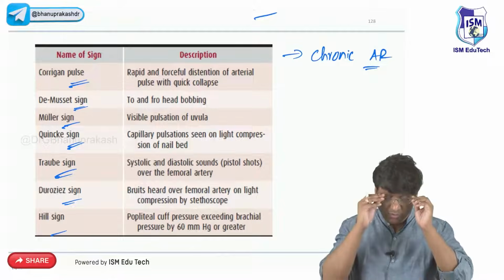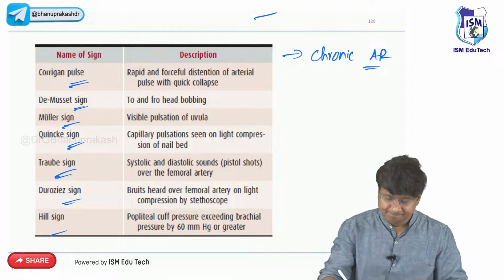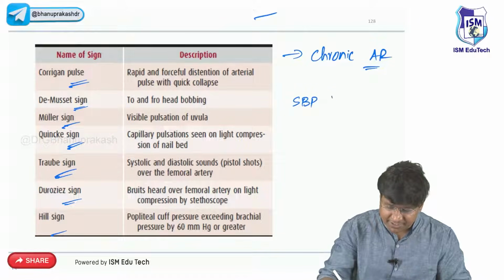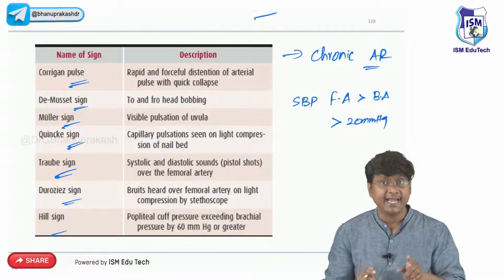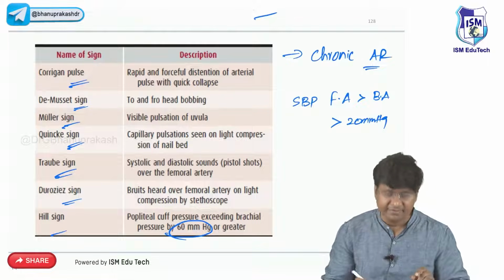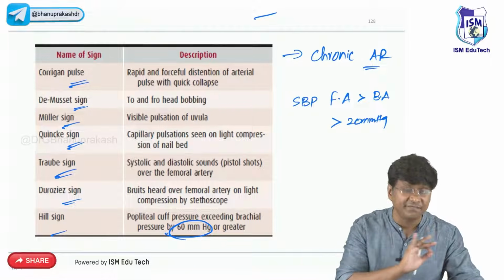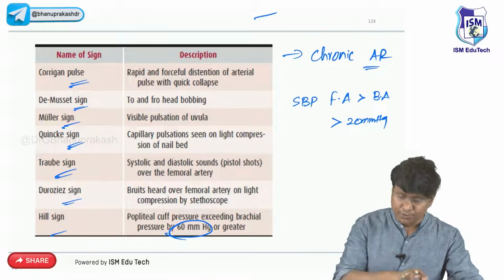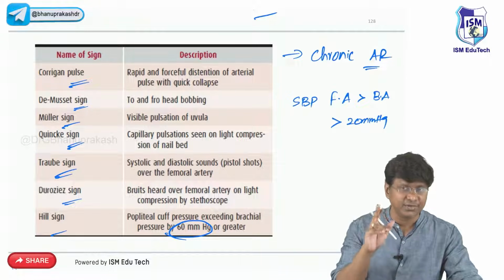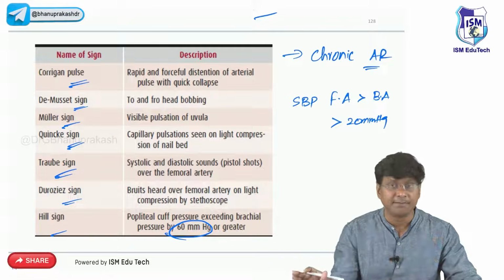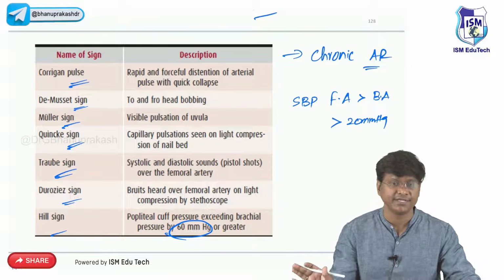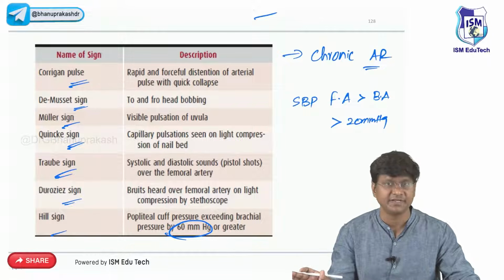Then Hill sign. What is Hill sign? The Hill sign is that the systolic blood pressure within the femoral artery is more than the brachial artery by more than 20 millimeters of mercury. That is called Hill sign. And if the Hill sign is more than 60 millimeters of mercury, that tells you it is a severe aortic regurgitation. And let me tell you, all these peripheral signs are seen only in chronic aortic regurgitation, but not in acute aortic regurgitation. So please remember, this is a very, very important point.